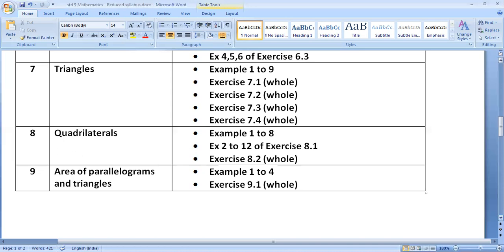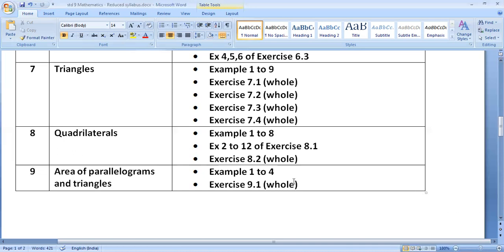On page 143, example 4 is excluded. On page 144, example 5 is excluded. Page 145, 8.5, another condition for a quadrilateral to be a parallelogram. Theorem 8.8, the statement is important. Example 6 on the same page is excluded. On page number 146, exercise 8.1, question number 1 is important.